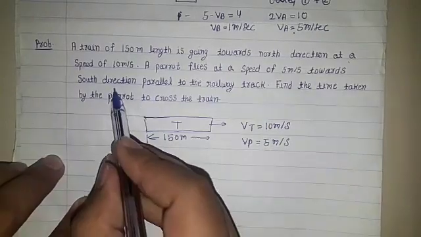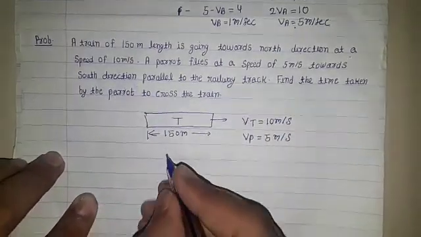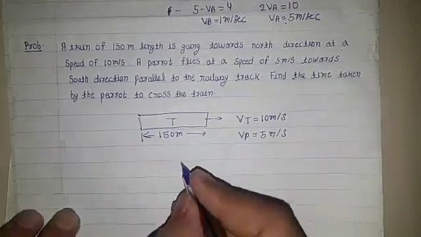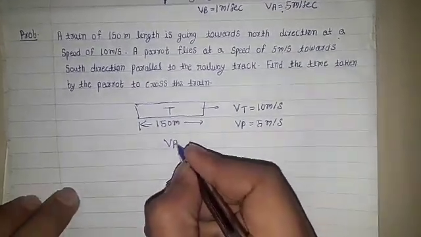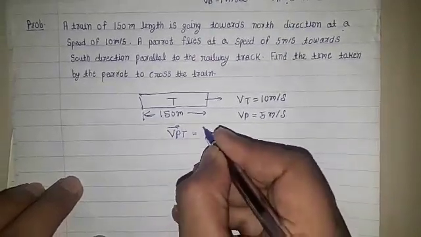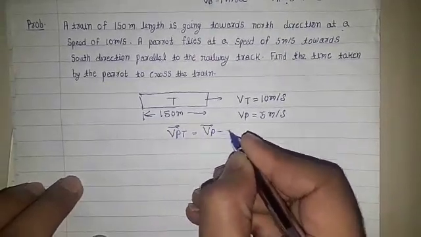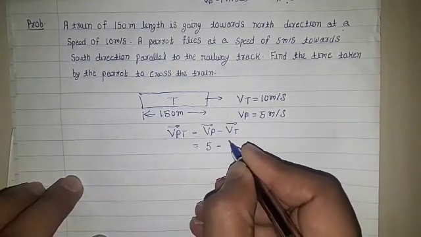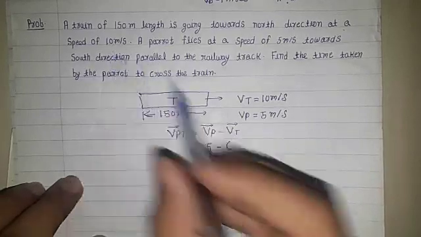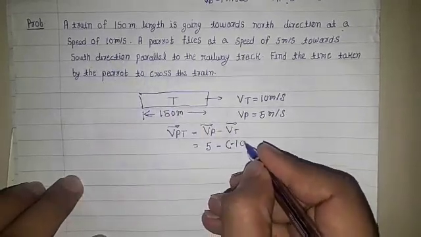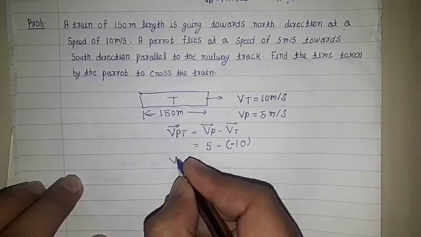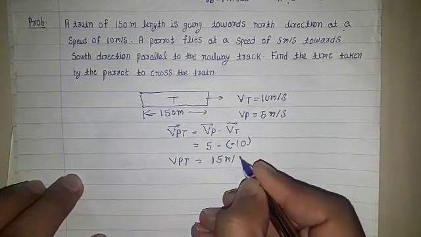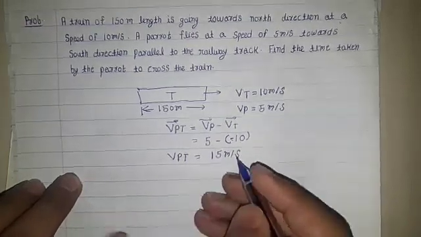Both are moving in opposite directions. So when the objects are moving in opposite directions, their velocities are added. So the velocity of the parrot with respect to the train, we can write the formula, Vp vector minus V train vector. The velocity of the parrot is 5 meters per second and the velocity of the train is 10 meters per second, so minus (minus 10). Then you will get the velocity of the parrot with respect to the train as 15 meters per second. Minus minus is plus, 15 meters per second.